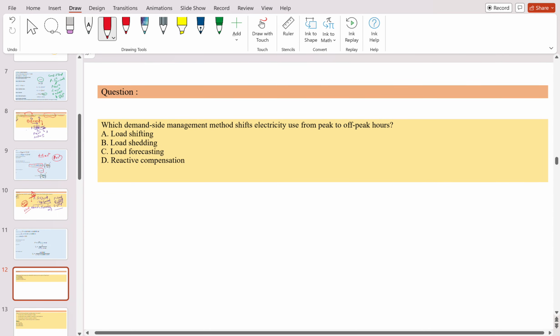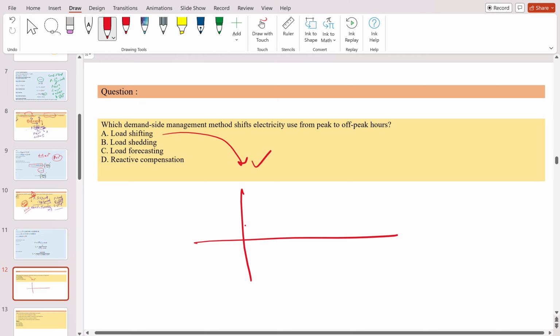So it is being asked which demand side management shifts the electricity used from the peak to off peak. You just have to understand the different concepts here: load shifting, load shedding, load forecasting, reactive compensation. Load shifting is the correct answer. That is fine.